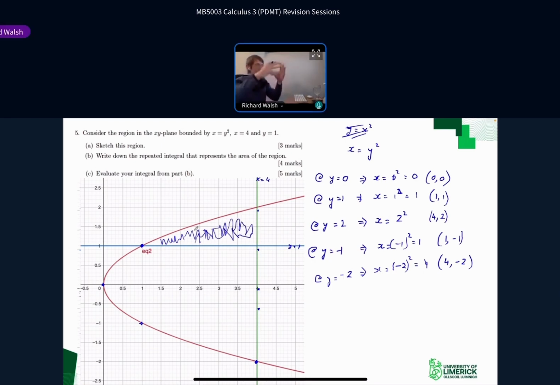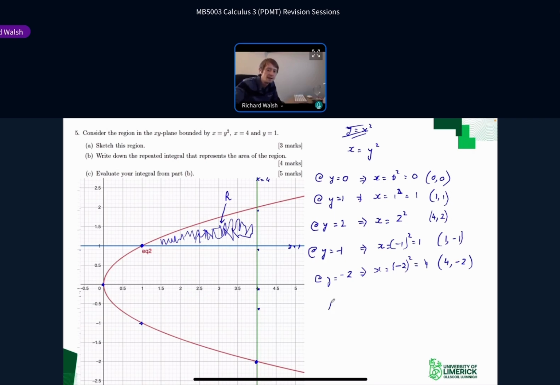That's the one that's enclosed by all 3 of the curves. All right, so that's R. That's our region R. So that's our region. Now we're going to go away and try and work out part B. It says, write down the repeated integral that represents the area of the region.